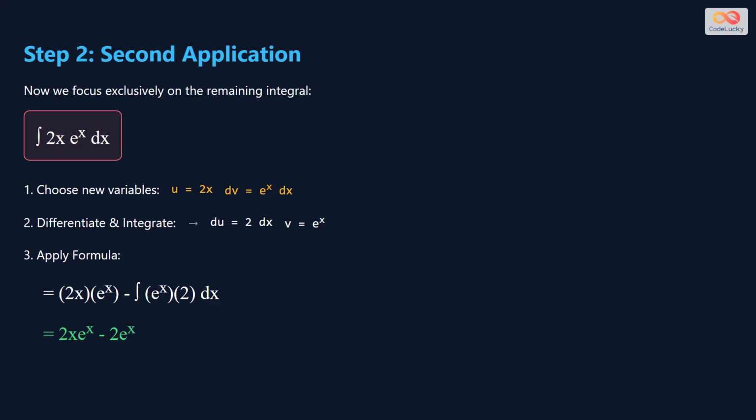Now we focus entirely on that remaining integral, 2x e to the x. We apply integration by parts a second time. We set our new u to 2x. This time, when we differentiate, du becomes just 2dx. This eliminates the x term completely. Applying the formula gives us 2x e to the x minus 2 e to the x.